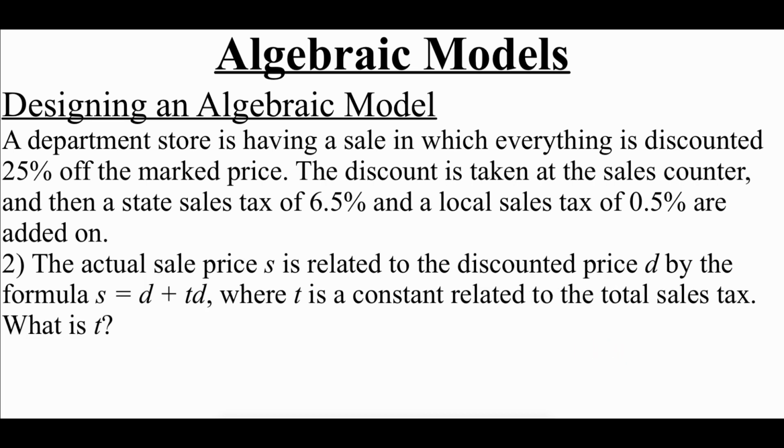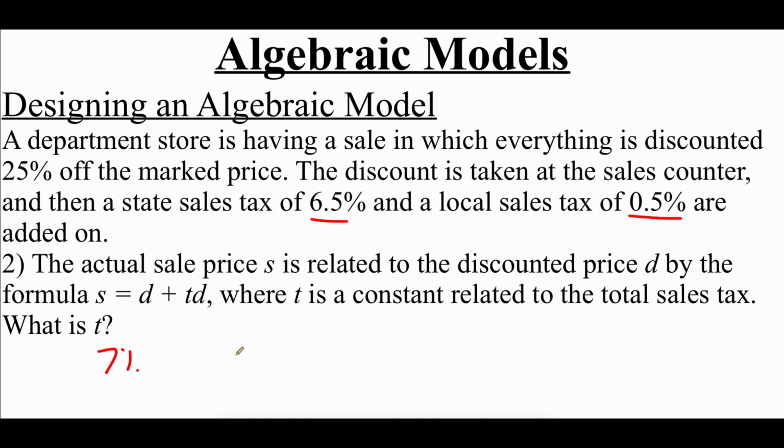Now, taking things a little bit further, this says that the actual sale price is related to the discounted price using the formula S equals D plus TD, and T is going to represent some constant related to the total sales tax. We want to figure out what our T value is. It says in our problem that we've got a state sales tax of 6.5%, and a local sales tax of 0.5%. So as far as the total percentage, if we just add those together, we've got 7% worth of tax. Now, just like we did on the last one, we don't want to deal with the percent.